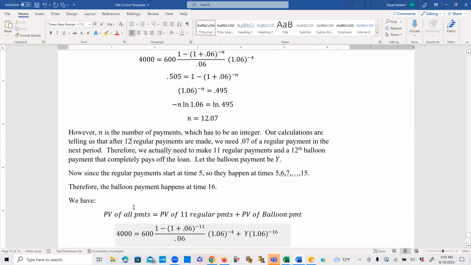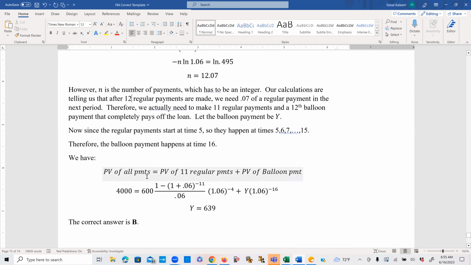So now we again go to the fundamental equation that the present value of all payments should equal the present value of the 11 regular payments plus the present value of the balloon payment. And the present value of all payments is the loan, which is 4,000. The present value of 11 regular payments would be the basic annuity formula. But remember that since the payments are starting at 5, this formula from here to here gives us the value at 4, and then we bring it back to time 0 by multiplying by 1.06 to the negative 4. So this first term here is the present value at time 0 of the 11 regular payments.